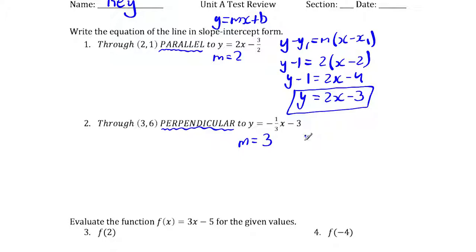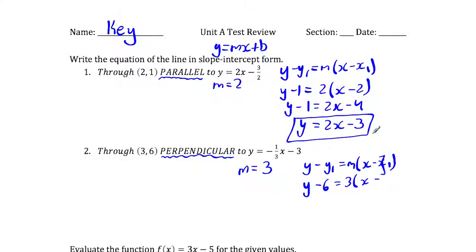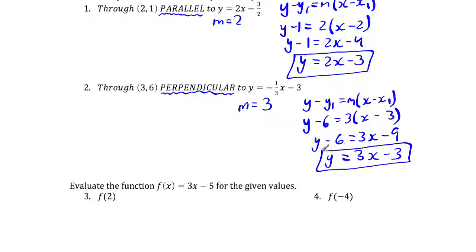So again, using point slope form, which I can write out, the point is (3, 6). So I get y minus 6 is equal to 3 times x minus 3. And we distribute and solve for y. So y minus 6 is equal to 3x minus 9. If we add the 6 to both sides, I get y is equal to 3x minus 3. And that is my answer there.